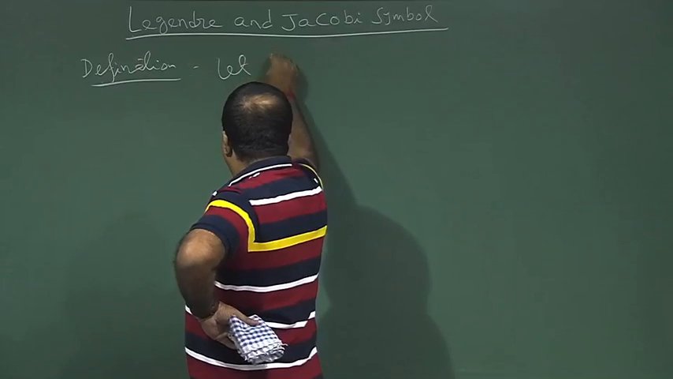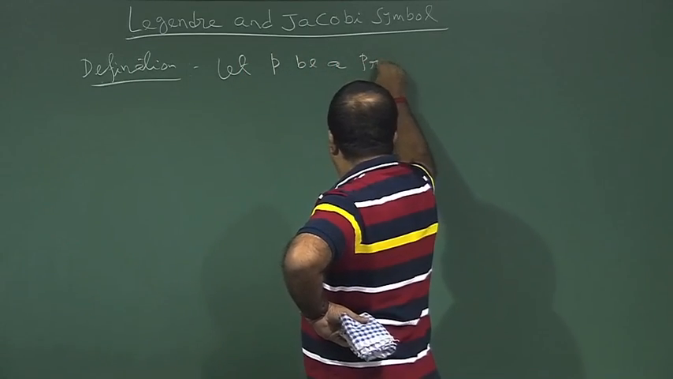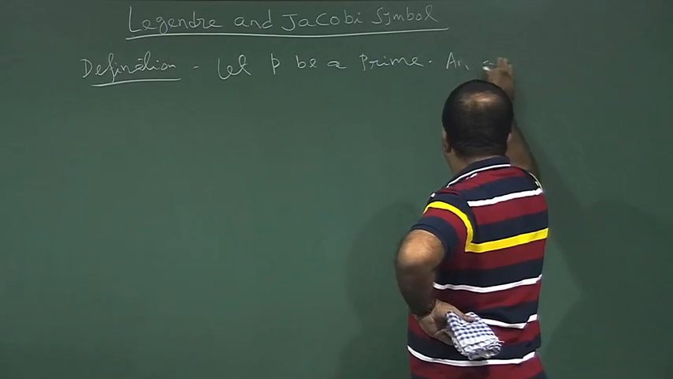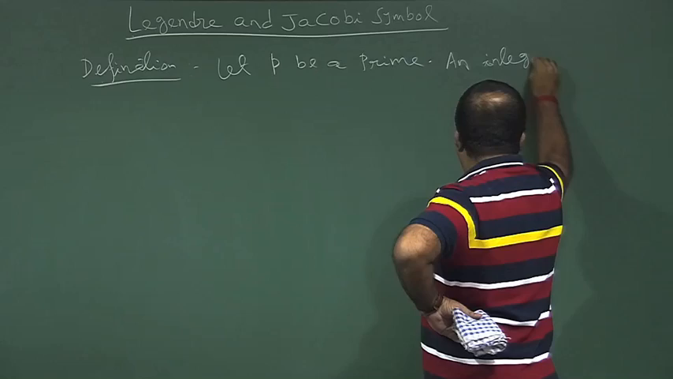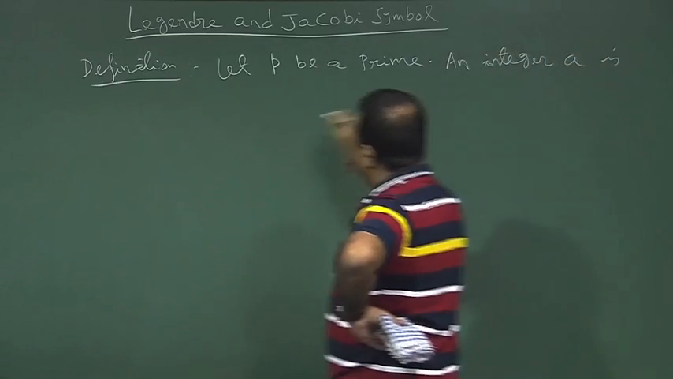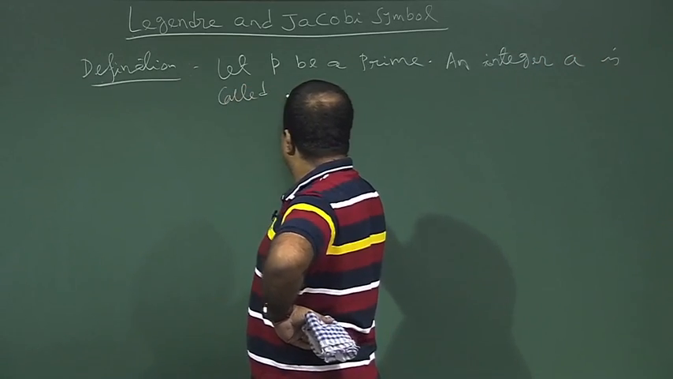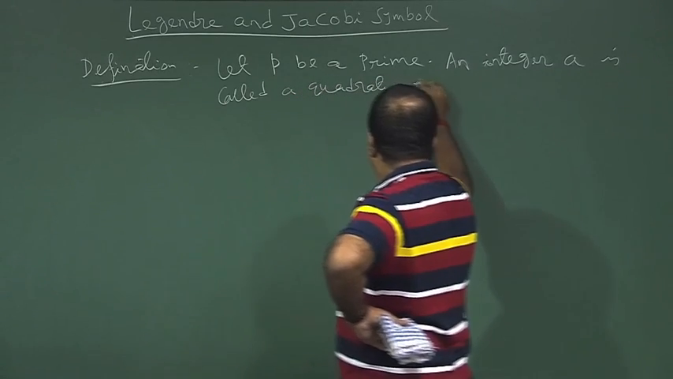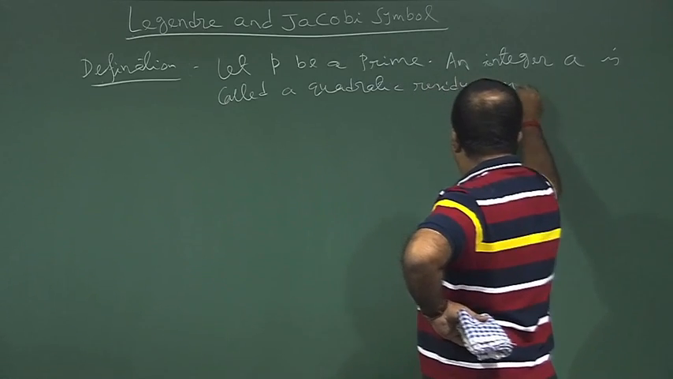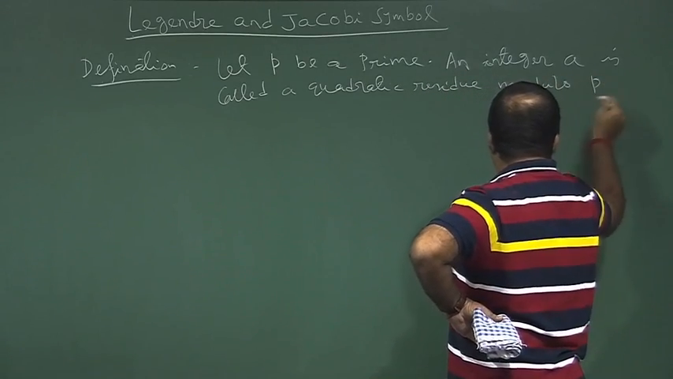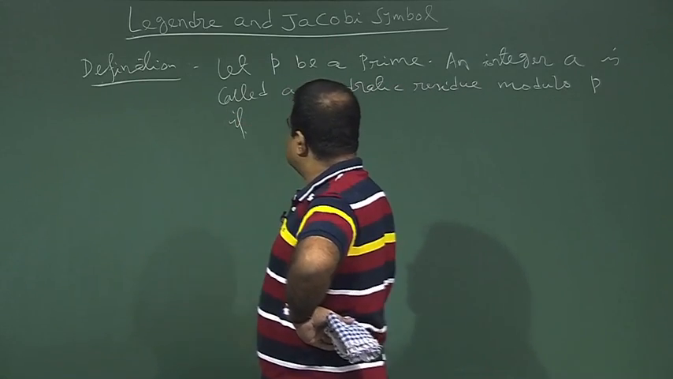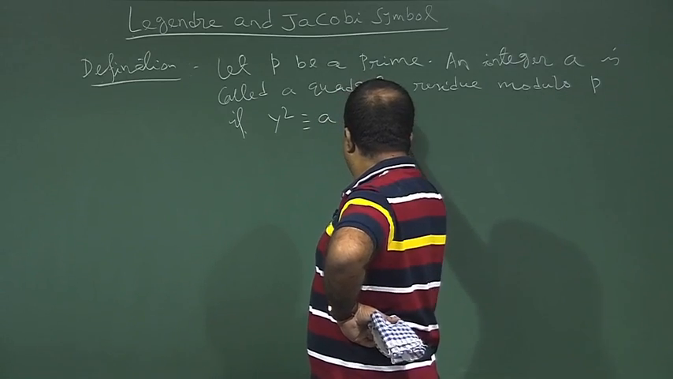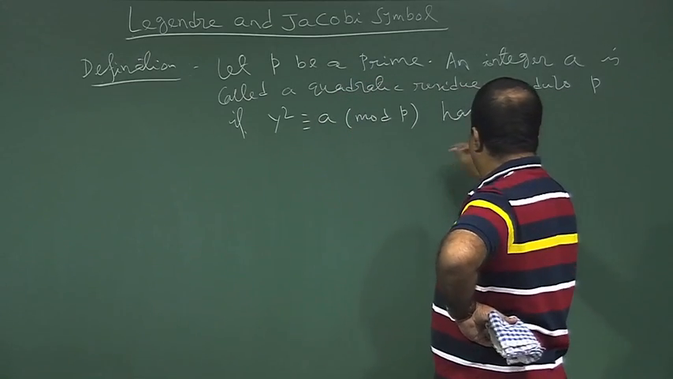So, let p be a prime and an integer a is called, just to recap, a quadratic residue modulo p if it has a square root. That means, if y square congruent to a mod p has a solution.